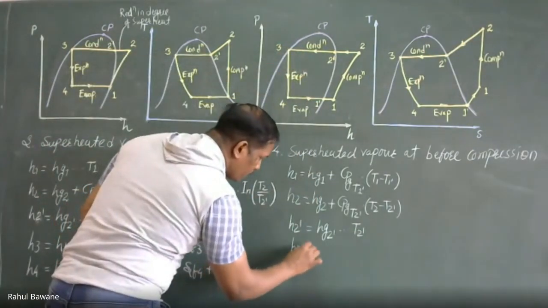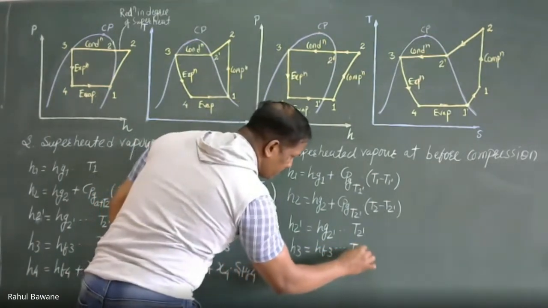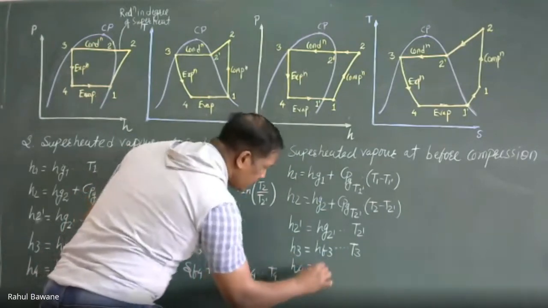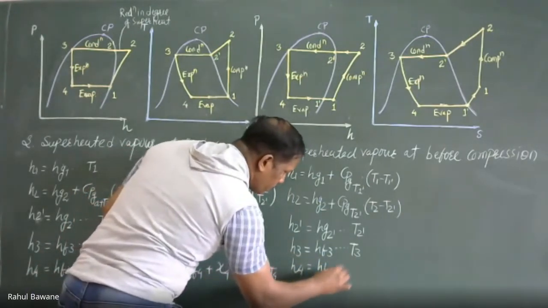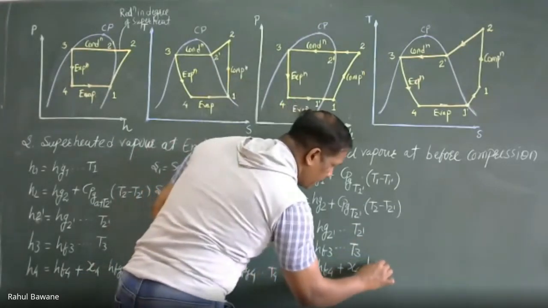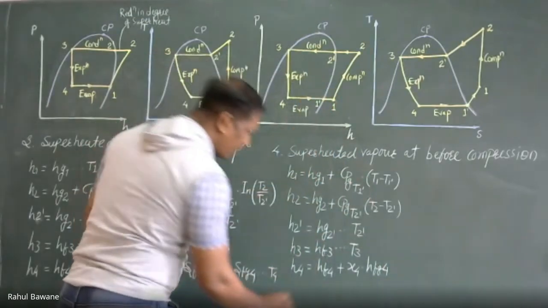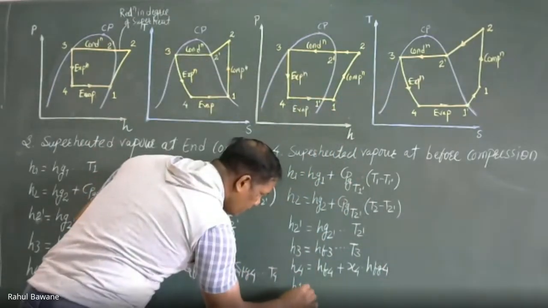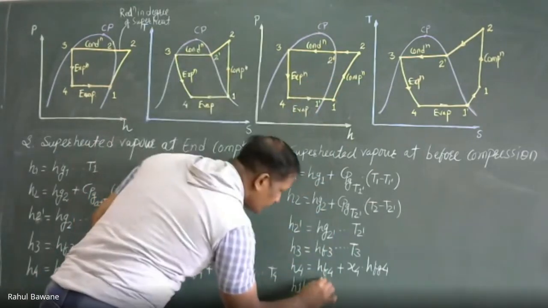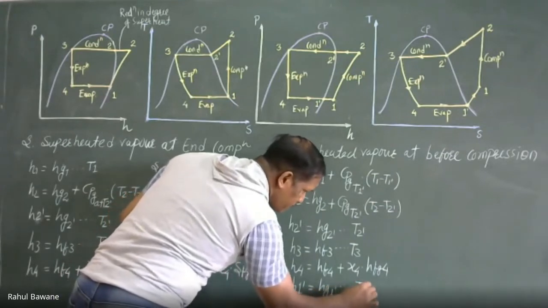H3 will be Hf3 at temperature T3. H4, in the same manner, is Hf4 plus the dryness fraction at 4 multiplied by Hfg4. And the last point, 1 dash: H1 dash is on dry saturated steam, so it is Hg1 dash, calculated at temperature T1 dash.